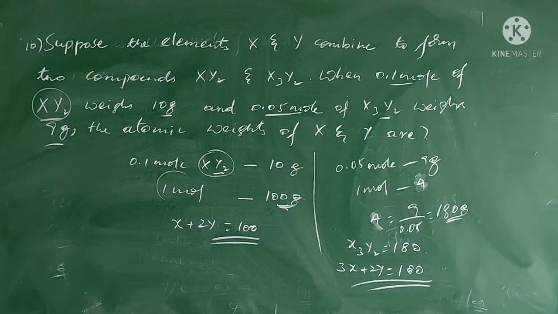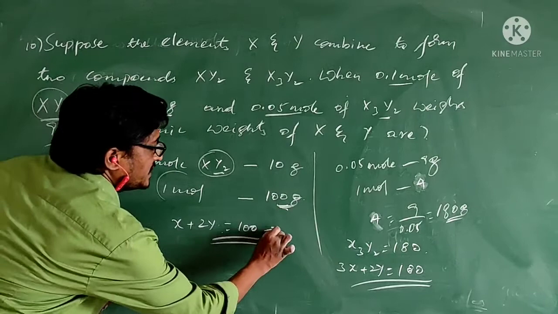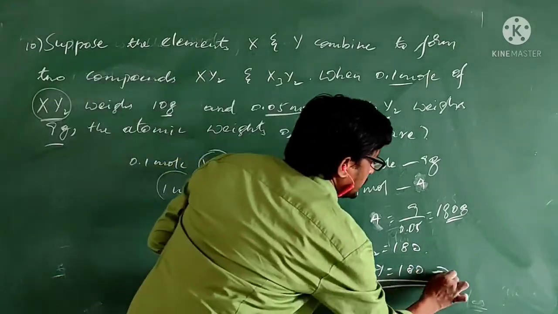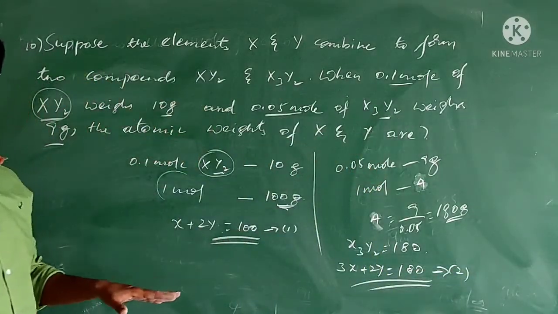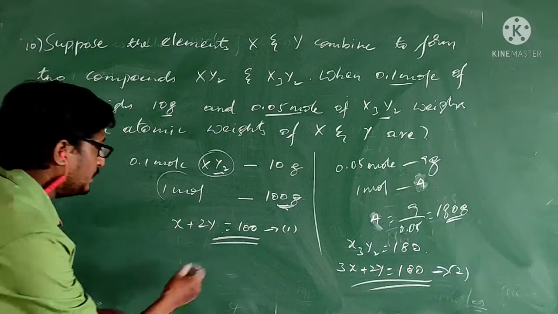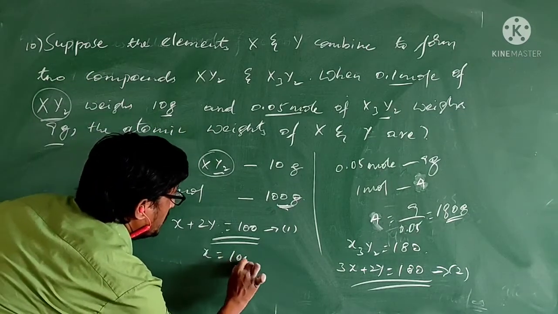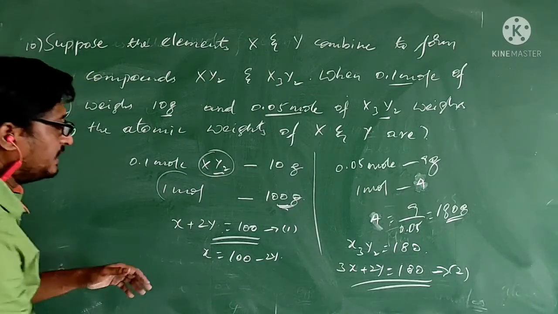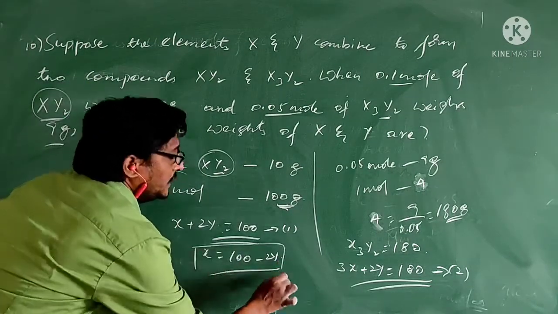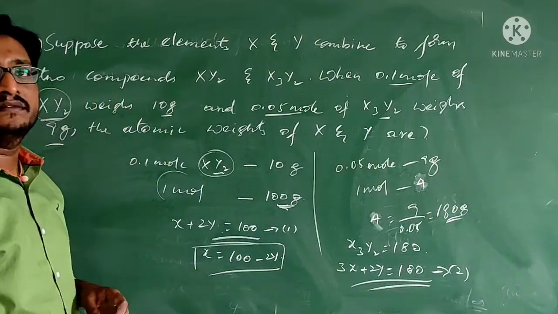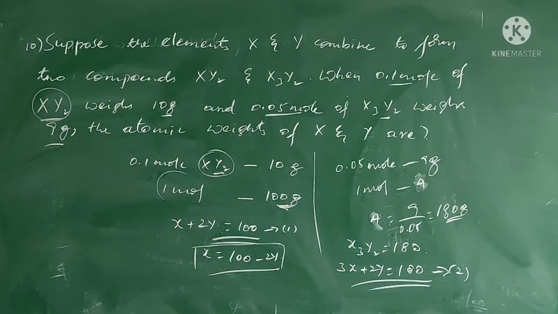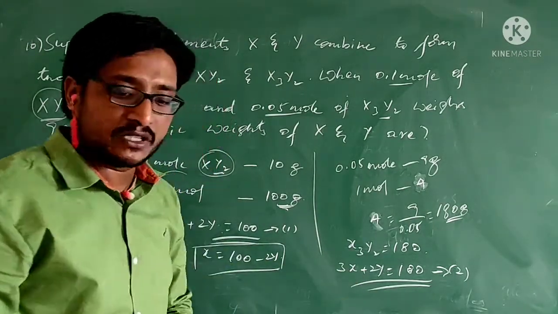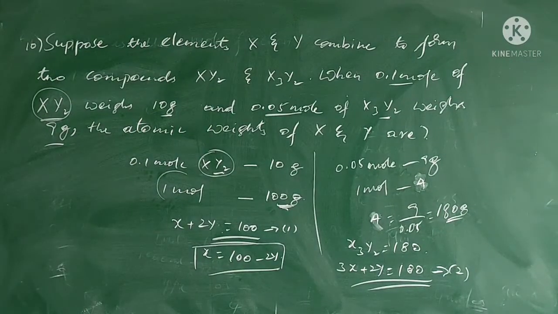Is that right? Now, what I do is, I number the two equations. From the first equation, I will make x equal to 100 minus 2y. I will substitute this value in the second equation. If I substitute this x value in the second equation, what will I get? Let us see.